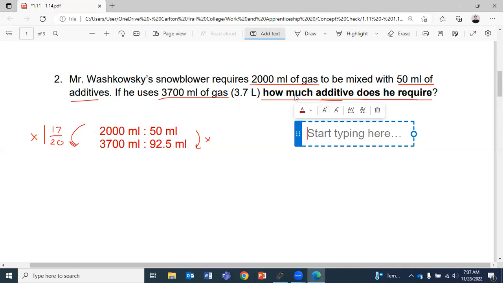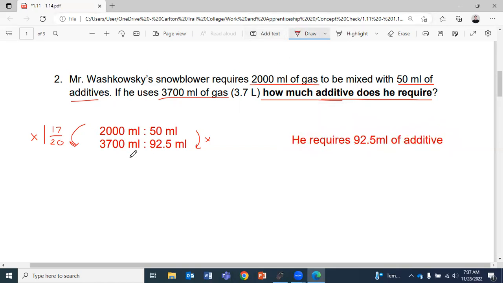So it's a word problem, right? How much additive does he require? He requires, make a statement. He requires 92.5 milliliters of additive. Boom, you've made a statement. That's the final answer. If you just do the stuff on the left, that's not the final answer. This is the final answer. You need to make sure you specify, right?